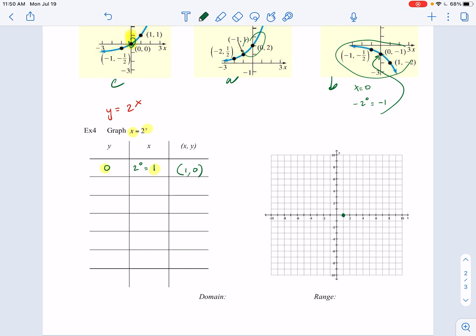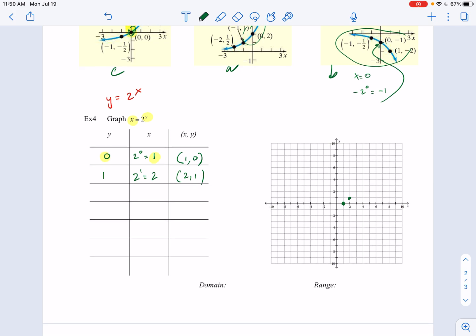I'll pick another point here. When y is 1, 2 to the 1 is going to be 2. So we're looking at the ordered pair (2, 1) right there. And I'm going to let you figure this out: can we pick a y that is negative? I think we can pick a y that's negative. Okay, I'll let you do negative 1 there too.